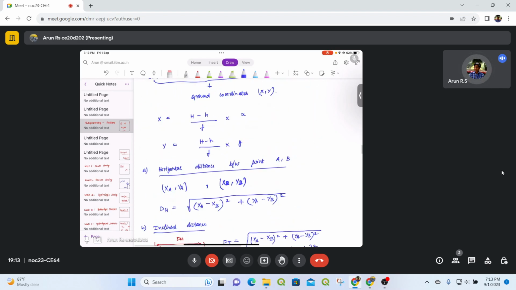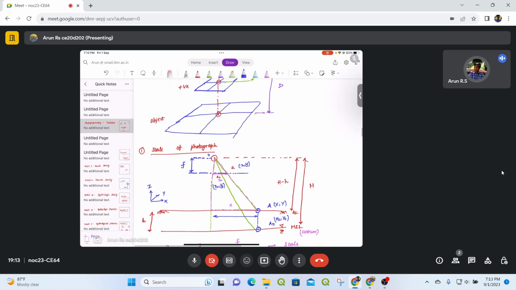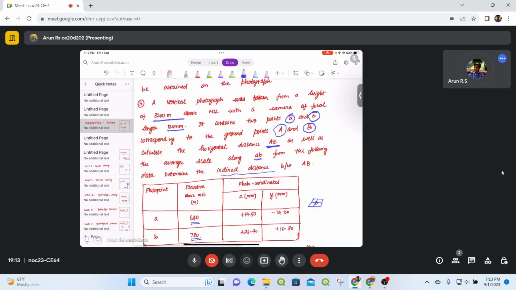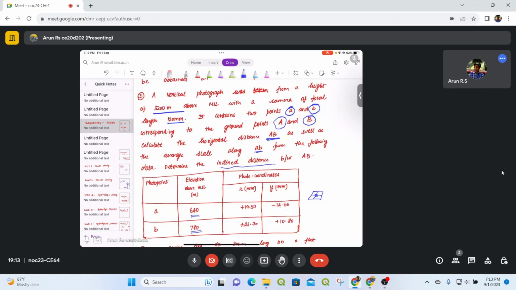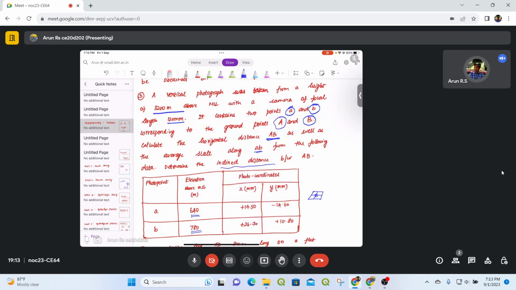And the third problem is related to the calculation of the horizontal distance and the vertical distance. Here a vertical photograph is taken from a height of 3200 meter above the MSL with a camera of focal length 120 mm. It contains two points A and B, where small a represents the points on the photograph and capital A represents the points on the ground.